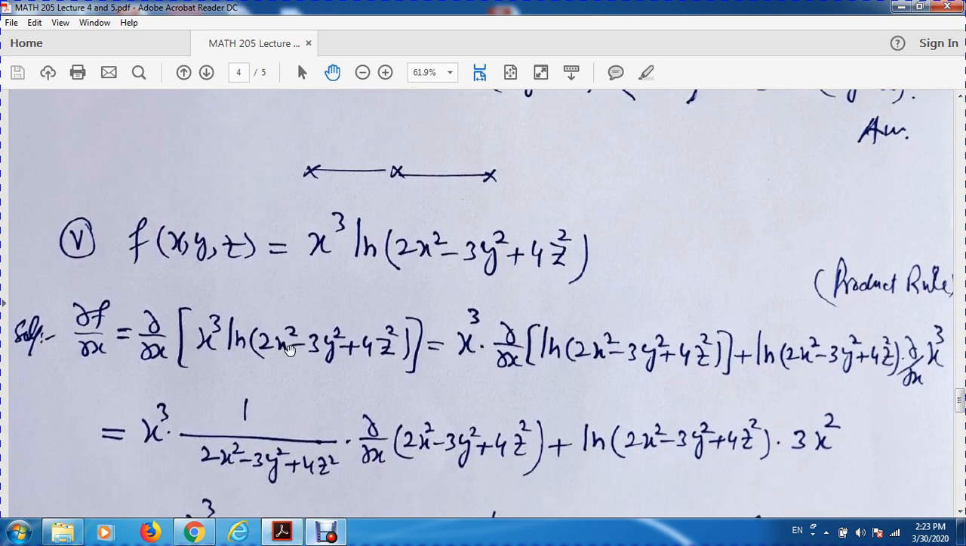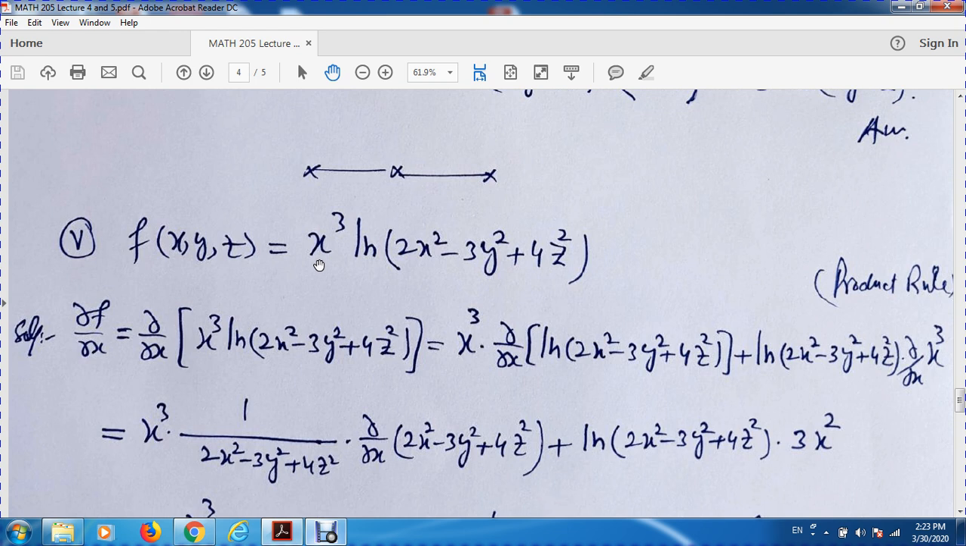And there is another example, f of xyz equal to x power 3 ln of 2x square minus 3y square plus 4z square. Now this is even more interesting. Here you can see there are two functions. One function is ln and all this, and one function is x cube, x power 3. When I consider this with respect to x, I will use the product rule, because x is involved in both.